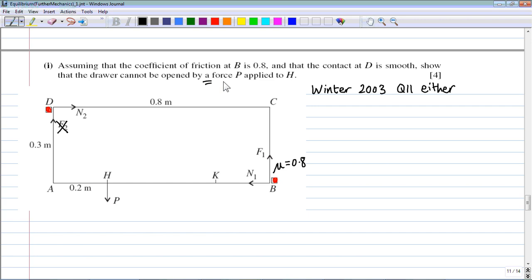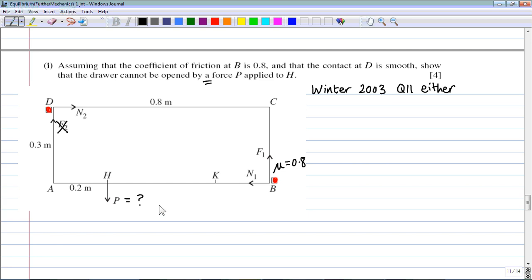Well, the significance is that we don't know what P is, and moreover we don't need to know. It's saying that whatever force P is, whether it's 10 newtons or 100 newtons or 1,000,000 newtons, the drawer will not open. Now that might seem strange, so we should think about why physically that would be true.